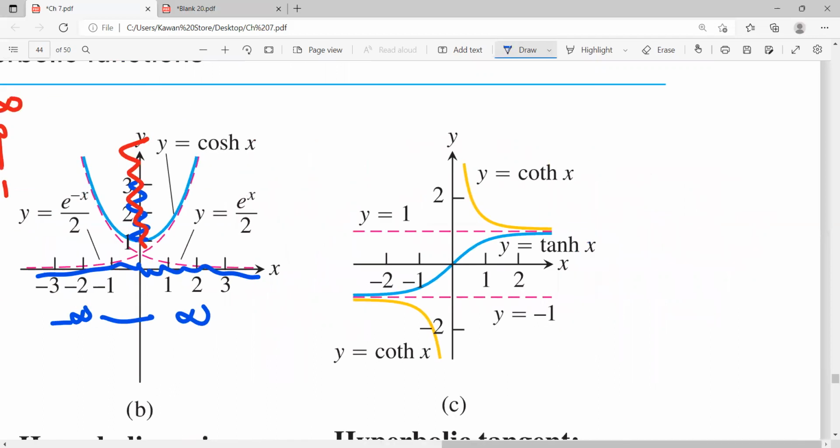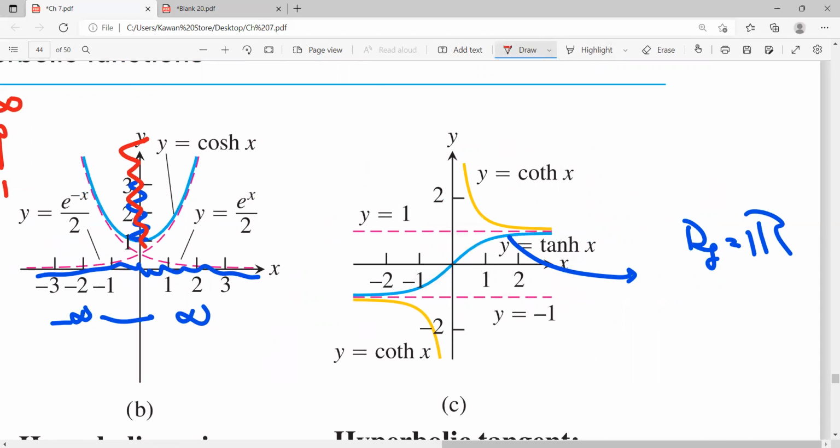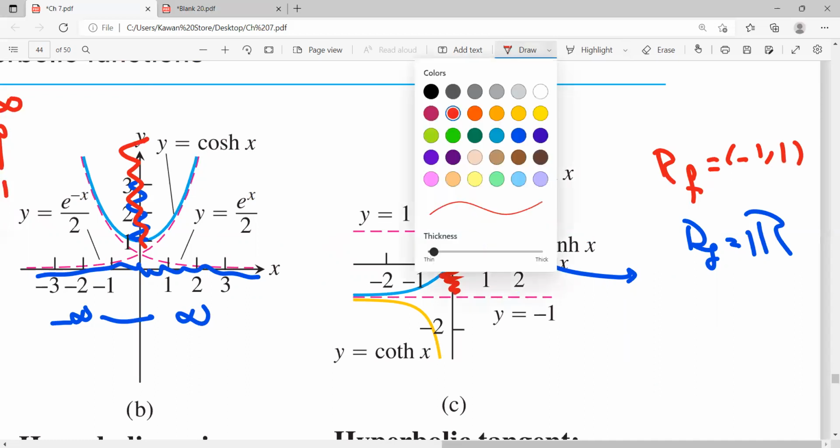Okay. Third one, domain and range. Tanh, the domain is R, right? R. How about the range? -1 to 1, the range of this function, good. Is -1 open or closed? Open, well done. Why? Because you can see it never reaches it, no more. Understood? Now, how about the fourth one?